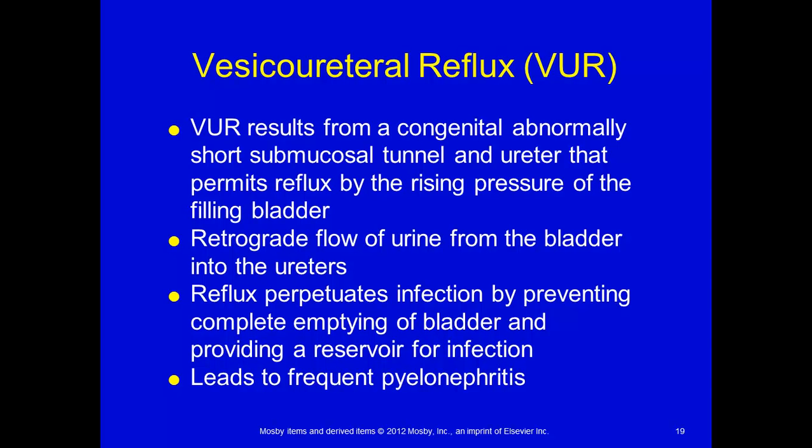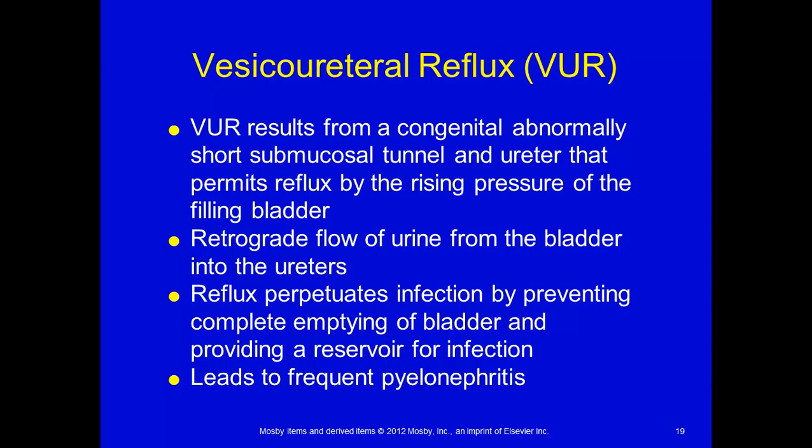Okay, so vesicoureteral reflux results basically from a congenital abnormality in the tunnel from where the ureter connects with the bladder. And the reason we talk about it in the pediatric lens is because it usually is a congenital abnormality, meaning just from birth, just an abnormality structurally. So you'll start to see it as early on as in childhood, or maybe even earlier than childhood. But as you see here, VUR results from a congenital abnormality that is a short submucosal tunnel and ureter that permits reflux by the rising pressure of the filling bladder.